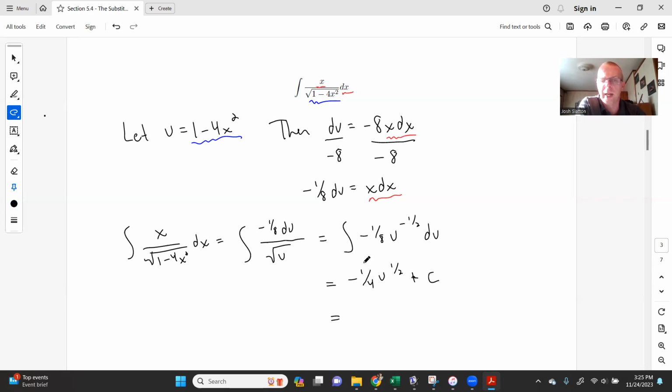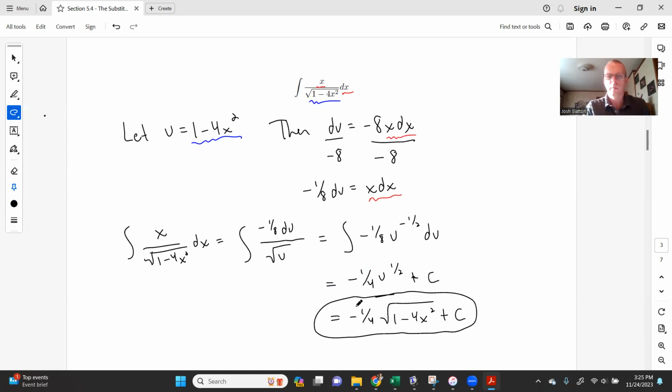And we'll substitute back in. I'll change the 1/2 to an exponent. So we have negative 1/4 square root 1 minus 4x squared plus c. And that is it. All right. So hopefully that makes sense.